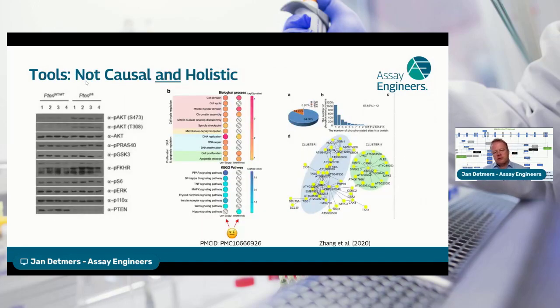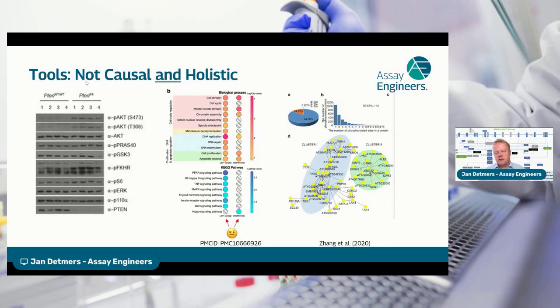If we look at the tools that are mainly used today, on the left side you see the Western blot. It's a 10-plex assay, and Western blot is a fairly sensitive platform, but analyzing 10 markers is probably kind of the limit, really. It is a very causal assay, but it's not very holistic.